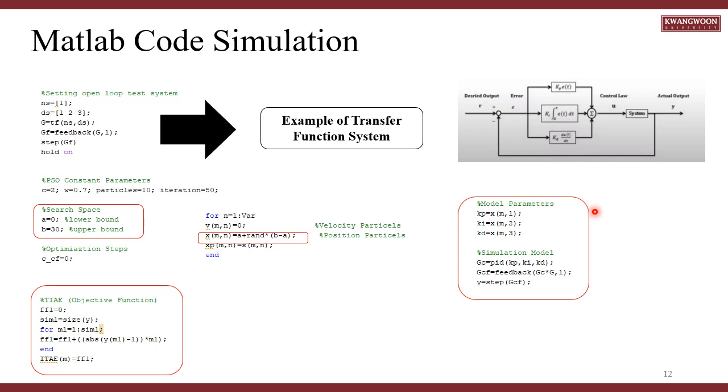the PSO works. So based on these parameters, the PID control depends on the value of the search space and other parameters like random values, and this KP, KI, and KD always change to get the optimization value based on the objective function. We already discussed the equation of time integral absolute error, and then we can implement it in MATLAB code.